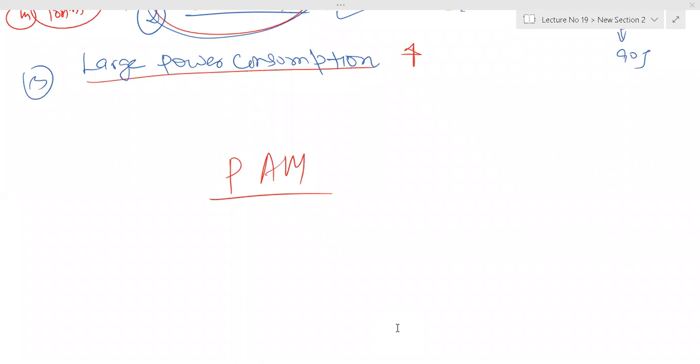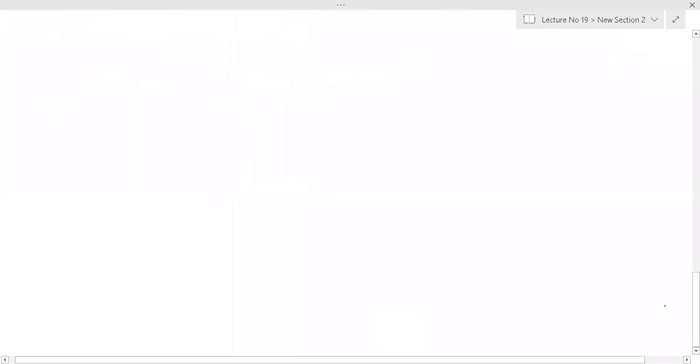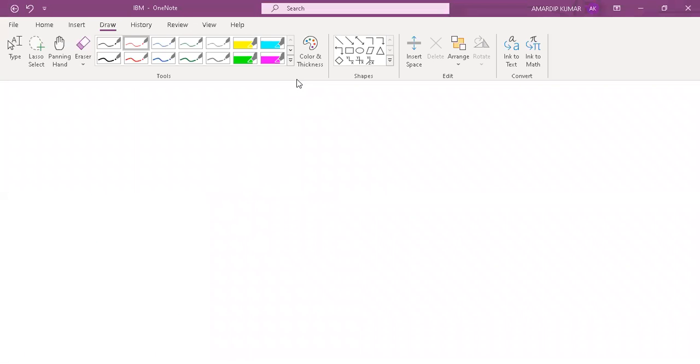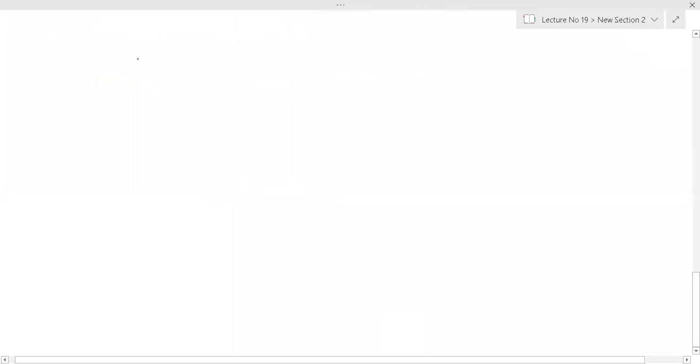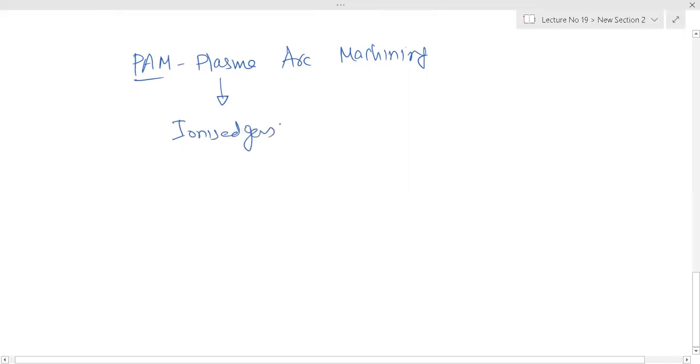Now we'll discuss plasma arc machining. So plasma arc machining, let us draw the picture first. So you know what is plasma? Plasma is your ionized gas. Ionized gas we call plasma. And basically arc is your spark, right? Plasma arc and machining.